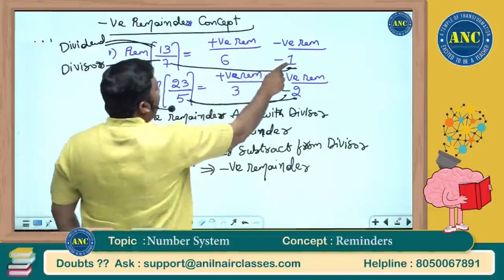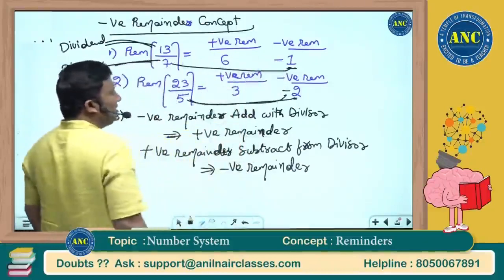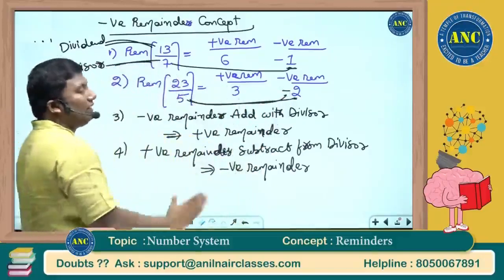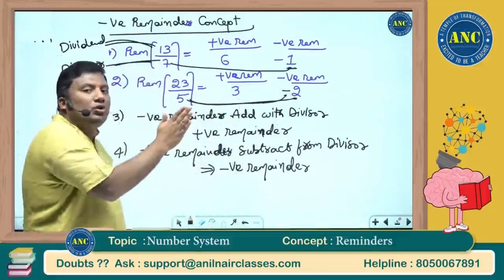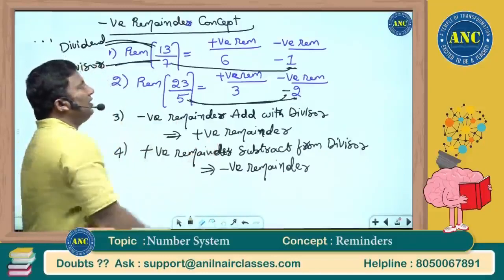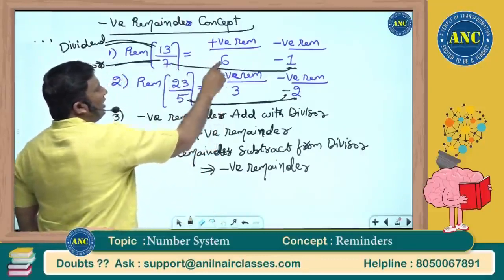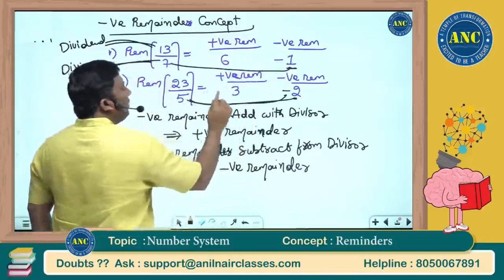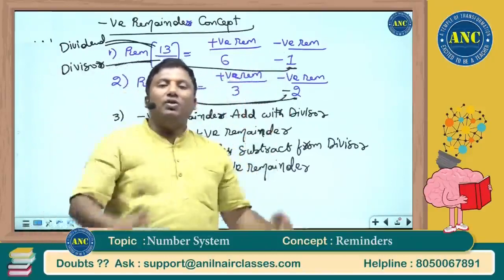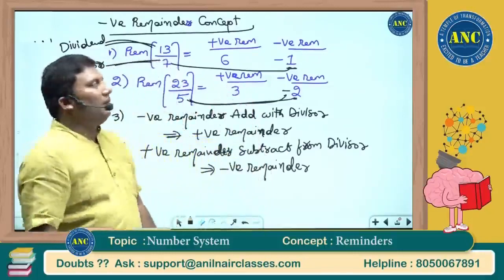Suppose you got negative remainder to positive, add with the denominator. 7 minus 1 is 6. If you got a negative remainder, add with the denominator to get the positive remainder. From positive remainder to negative remainder, subtract it. What is 6 minus 7? It is -1. What is 3 minus 5? It is -2. Negative remainder to positive remainder, add with the divisor. Positive remainder to negative remainder, subtract it from the denominator.